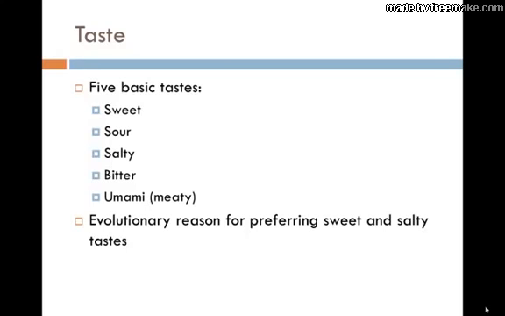The reason for that is things that are bitter or sour are things that may have gone bad. So from a survival standpoint, it's beneficial for us to prefer things that are sweet and salty and not prefer things that are bitter and sour.